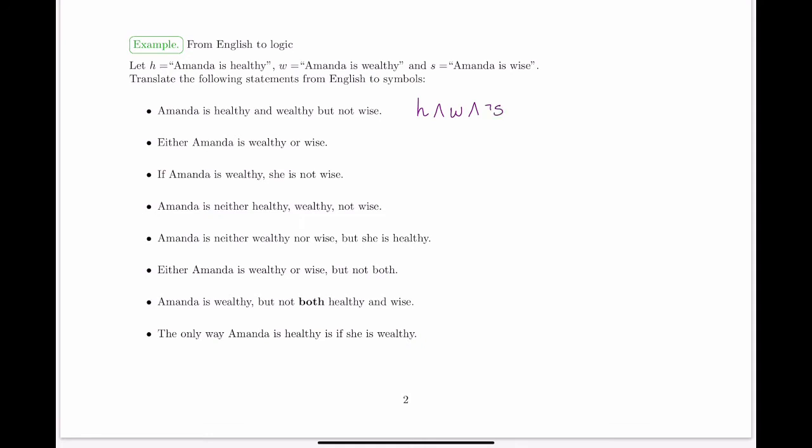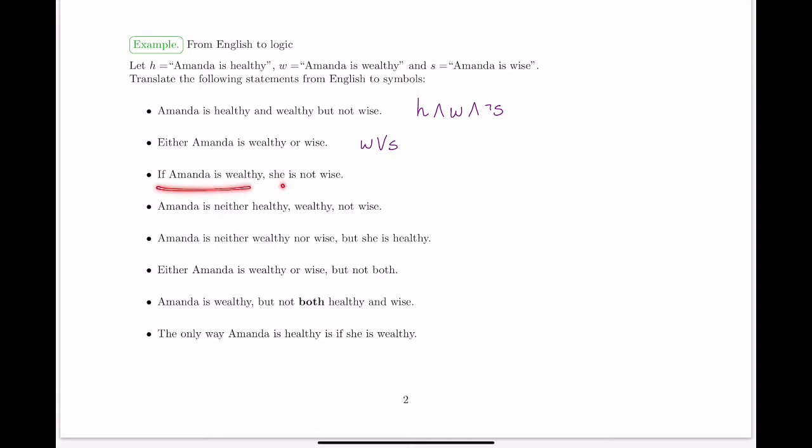Going through the rest of them in a similar fashion, we will encounter some other words that we haven't seen before. Either Amanda is wealthy or wise. The trick here is to focus in on the "or". Again, "either" is not really necessary. It's more of a grammatical construction in English. We can simply focus in on this part of the sentence. Amanda is wealthy or wise. So we have she is wealthy or she is wise.